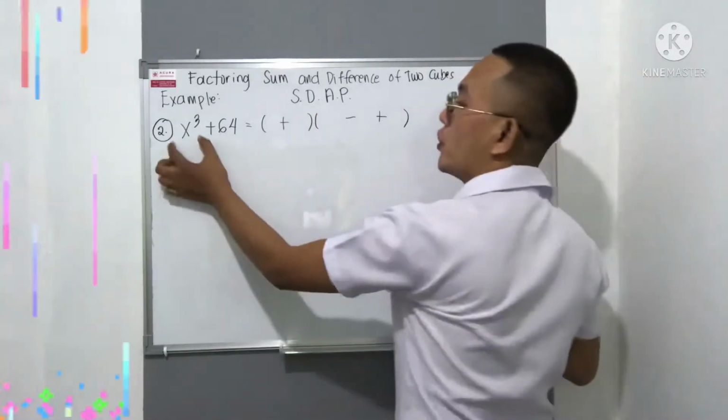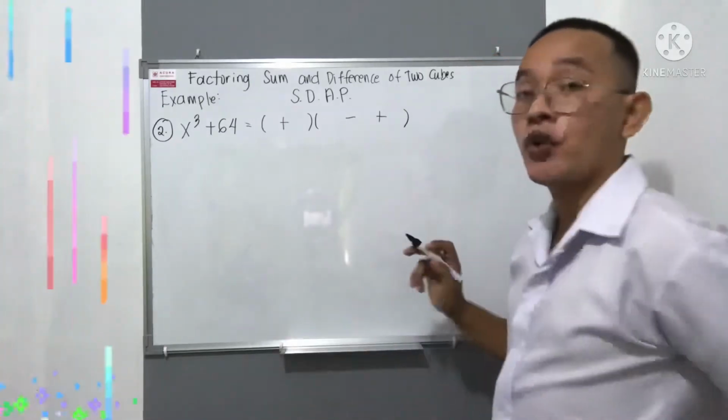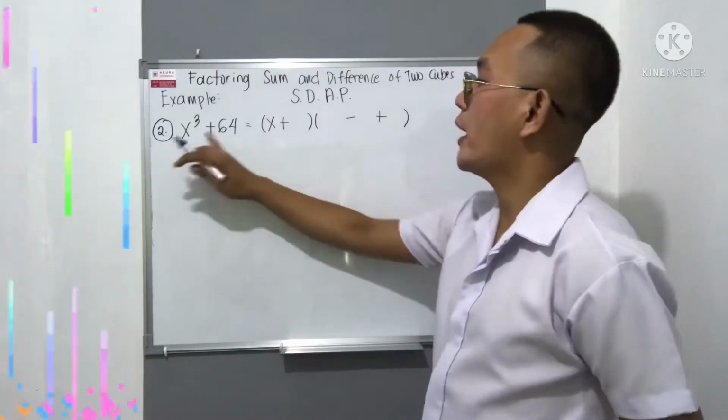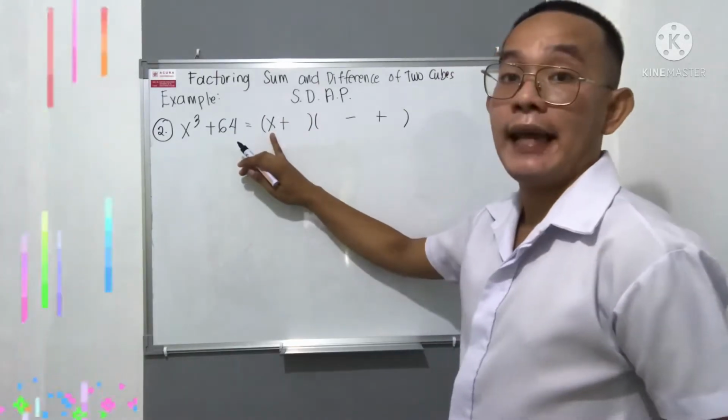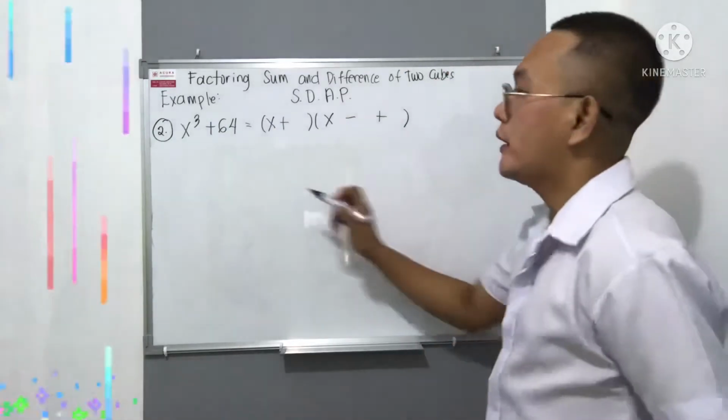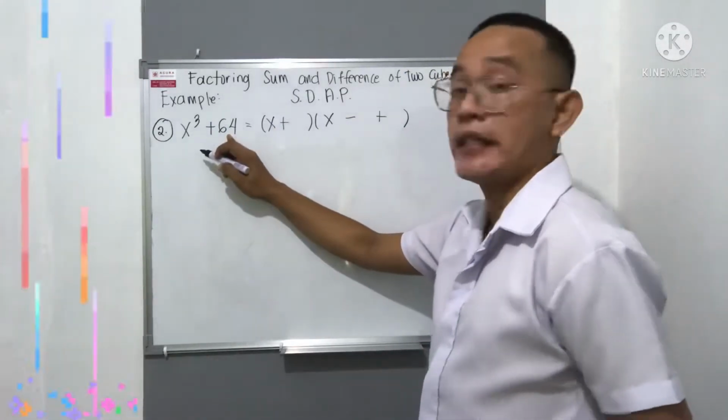So, para sa first term natin, kunin natin yung root ng first term natin. The root of x cubed is equals to x. Pag dinivide natin yung x cubed sa x, lalabas ay x squared. So, ilalagay natin sa first term natin ng second factor. Okay, next, kunin natin yung root ng 64.